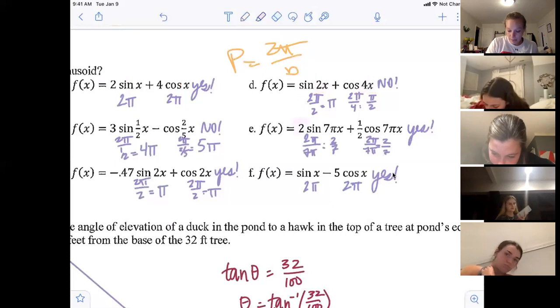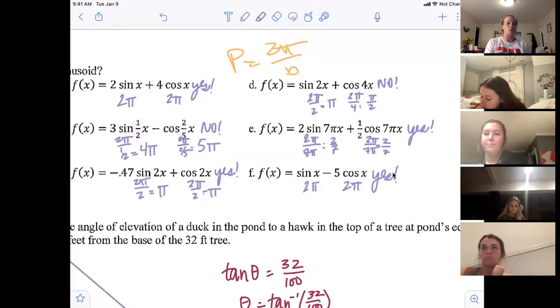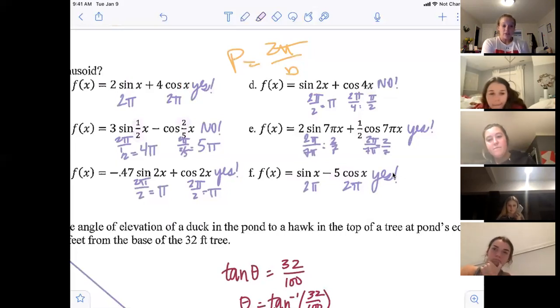I don't care if there's any number in front, that's the amplitude, that does not affect the period. So the 2 and the 1/2 don't matter, or like the 1 and the 5 don't matter. It's just the number in front of the x. So on letter D, I've got 1/2 in front of 1x. So 2 pi divided by 1/2 is 4 pi. And then I've got 2/5 in front of the other one, and 2 pi divided by 2/5 is 5 pi. And those are not the same, so that's no.